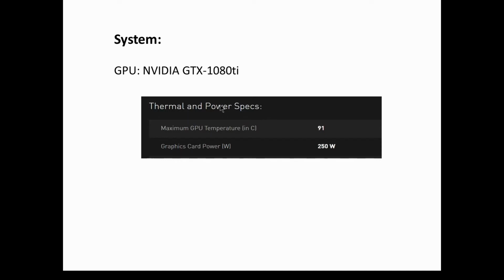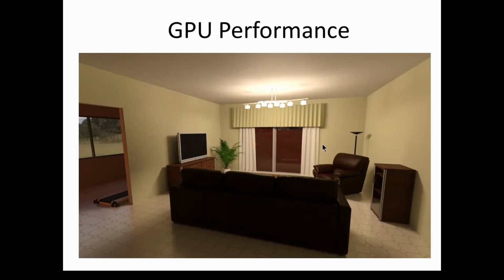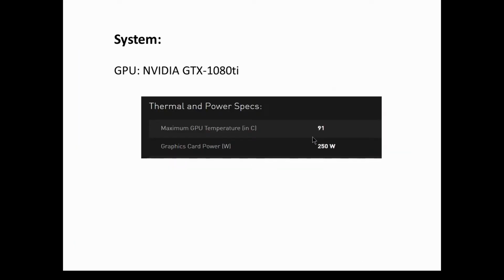So the system I used has an NVIDIA GTX 1080 Ti. And according to NVIDIA, the specs for the thermal and power ratings are that the graphics card power is 250 watts, okay? So you might expect, okay, if I'm going to do a render of a scene like this, my GPU is going to use 250 watts, right? So let's take a look and see what actually happens.